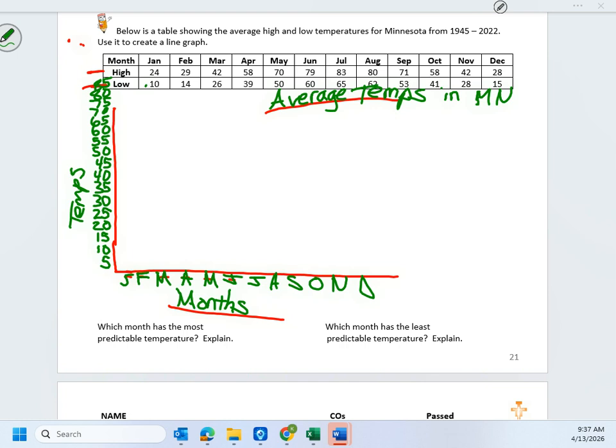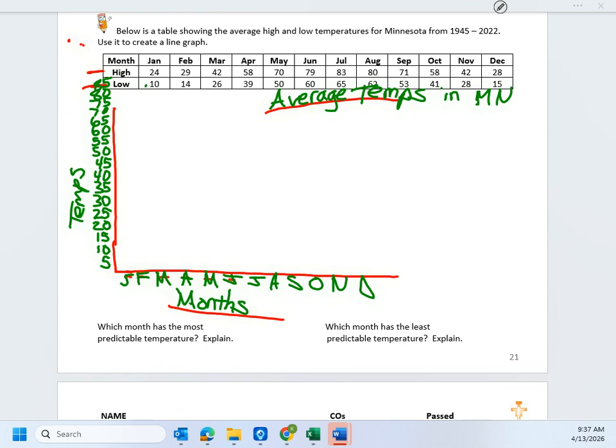Now we're doing two line graphs. So we're going to first do the highs and graph, connect our segments, and then you're going to do the lows and connect your segments. We don't want to put our points on there for both the highs and the lows and then try to connect them, because we're going to forget which ones were the highs and which ones were the lows.